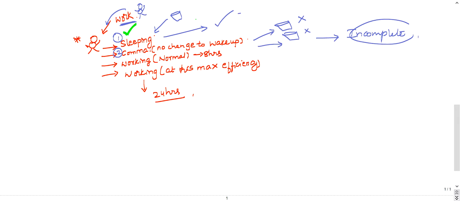Second case, if he is in a coma, I cannot make him wake up and my work is incomplete. So the second case is a failure case. Let us see the third case. Okay.